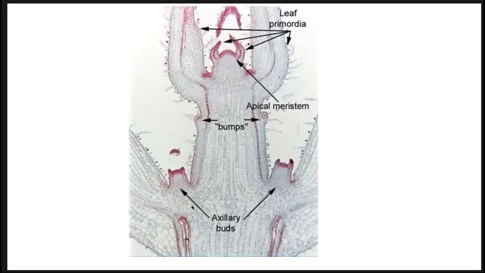You can see the different parts of the stem. First, we have the leaf primordia, which is a group of cells which will form new leaves. Then we have the apical meristem, which gives rise to the primary plant body, such as the stem part, and the axillary buds, which lead to the formation of new shoots.